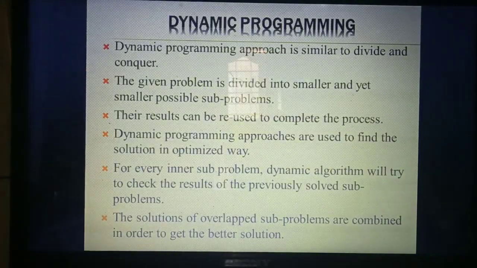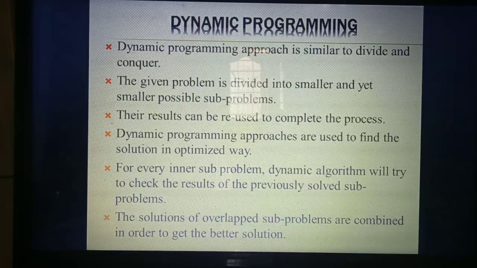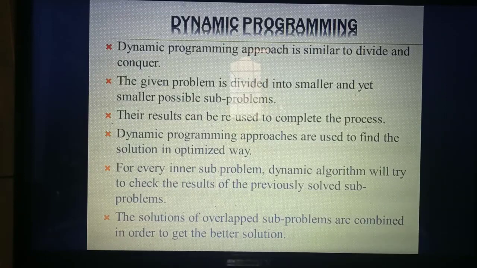Yes. So the next topic is dynamic programming. Okay? Dynamic programming is similar to what you studied in the last chapter, modules. Like that only. Okay? So listen, what's the first point? This is similar to the divide and conquer method.